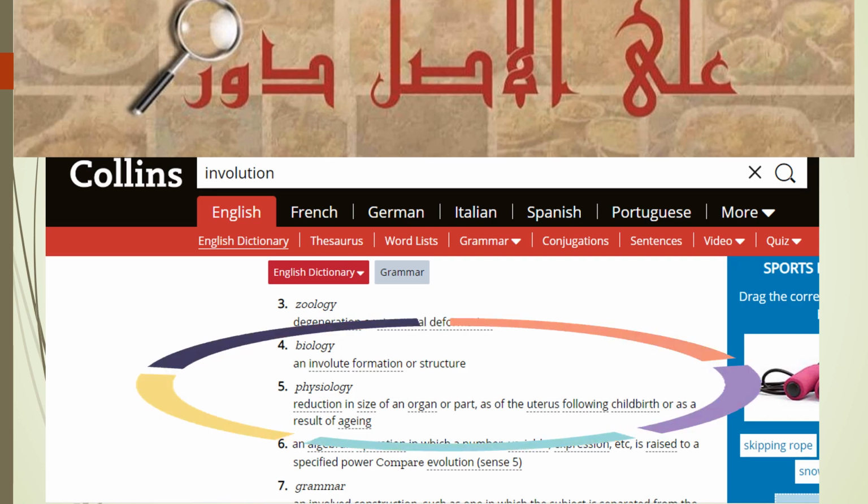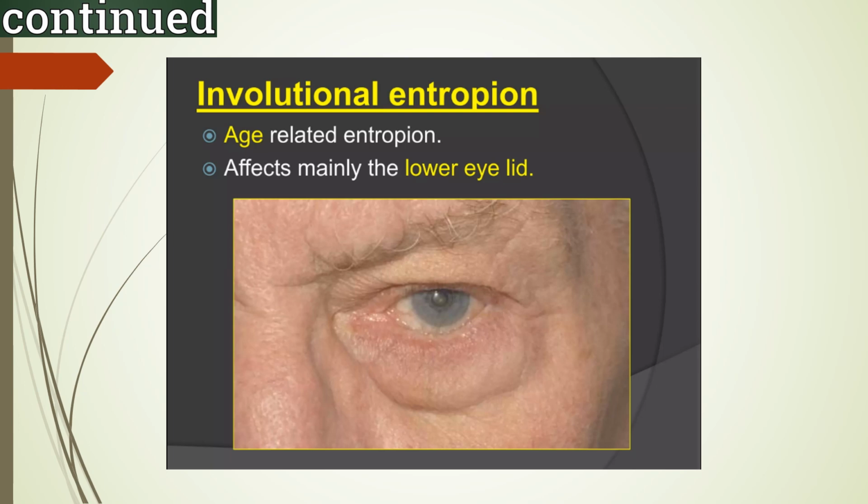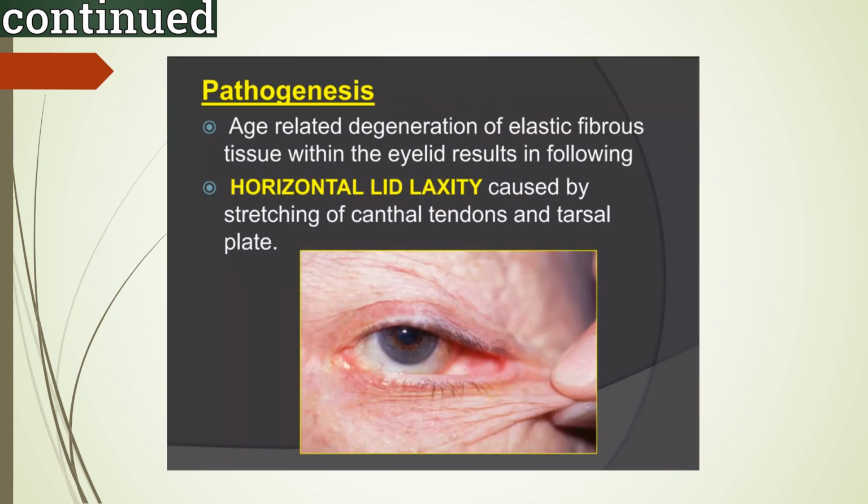This is the linguistic origin of the term involutional. Involutional entropion is an age-related condition mainly affecting the lower eyelid. Age-related degeneration of elastic fibrous tissue within the eyelids, resulting in the following: horizontal lid laxity caused by stretching of canthal tendons and tarsal plate.